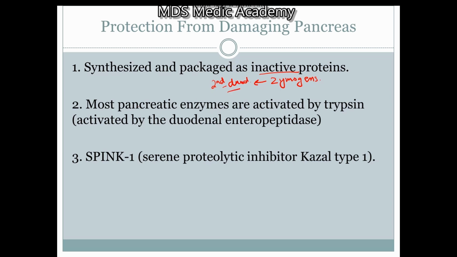The next point is that most pancreatic enzymes are activated by trypsin itself. Once these enzymes are transported to the second part of the duodenum, trypsinogen is activated by the duodenal enteropeptidase. In turn, trypsin activates all the other enzymes of the pancreas. The duodenal as well as the acinar cells of the pancreas secrete a specific protein which is known as SPINK1, or a trypsin inhibitor. SPINK1 actually inhibits the conversion of trypsinogen into the active enzyme.